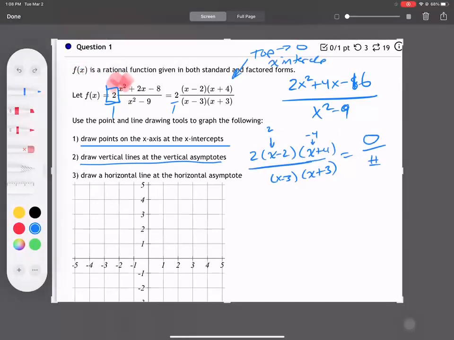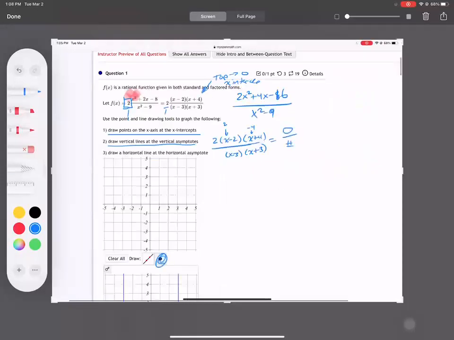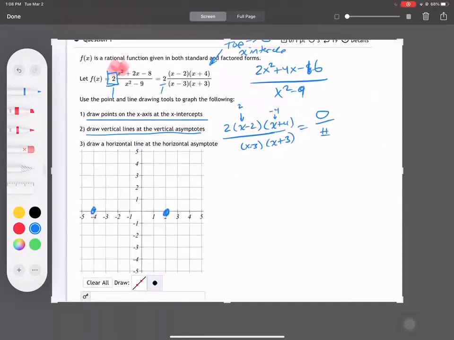So what we're going to do is we're going to take our dot. In this graph, you're going to end up with a dot on the bottom. See this dot here? You're going to take that and you're going to put a dot at positive 2 and negative 4. That's it. Those are the zeros of the graph.